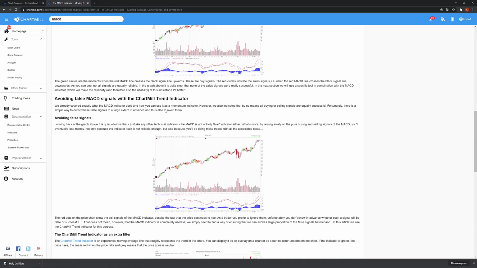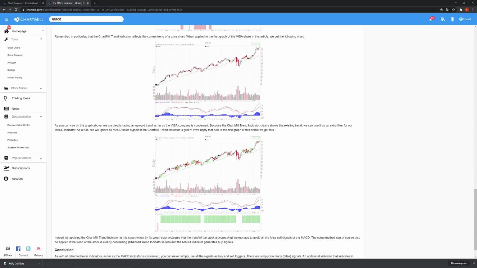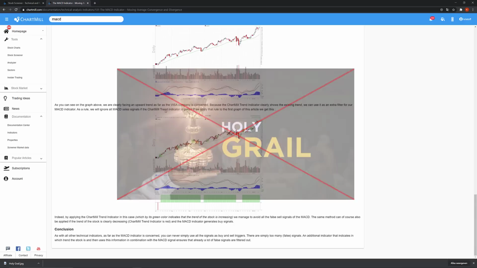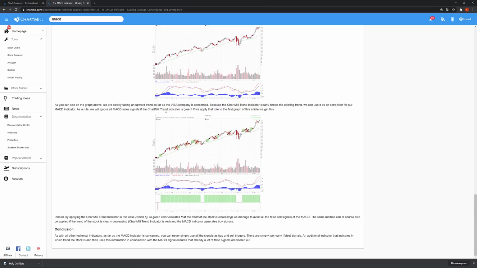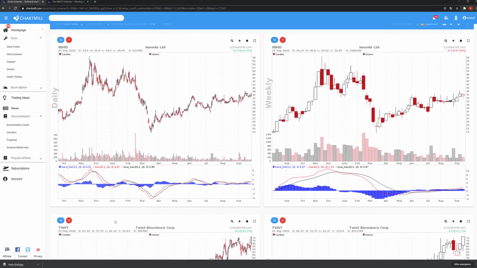in Chartmill. And of course, this indicator is by no means a holy grail system that only gives correct signals, and that's why I show you some techniques that will allow you to filter out a large part of the false signals. The MACD indicator is a so-called trend indicator. It helps traders determine the direction and momentum of the strength or weakness of a trend.